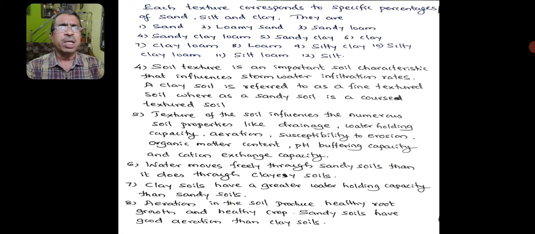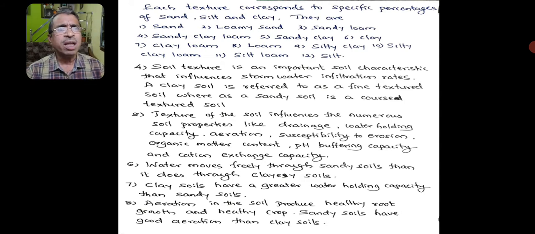Another property is aeration. The more the air content in the soil, the more the growth of the plants will increase. Then susceptibility to erosion, organic matter content, pH, buffering capacity, and cation exchange capacity. These are all various properties of the soil that are influenced by the texture of the soil.